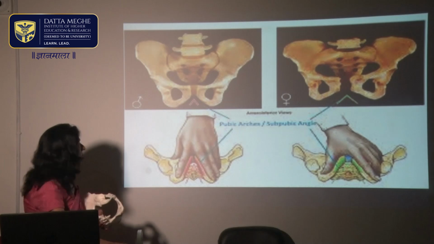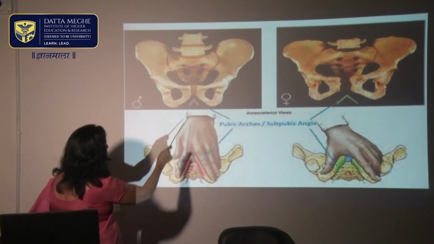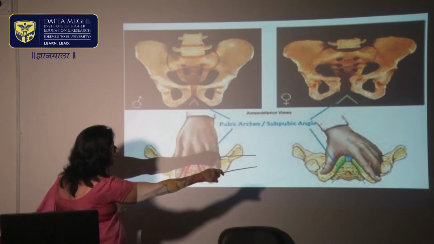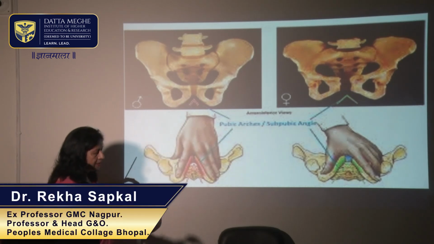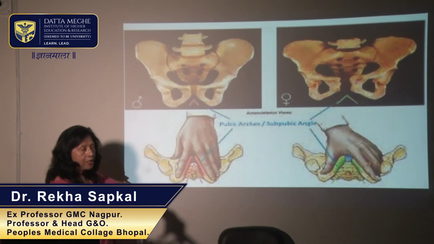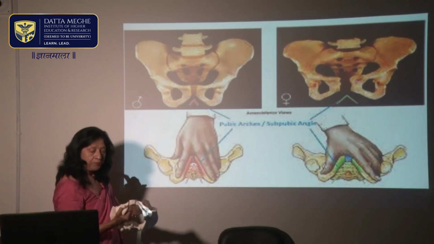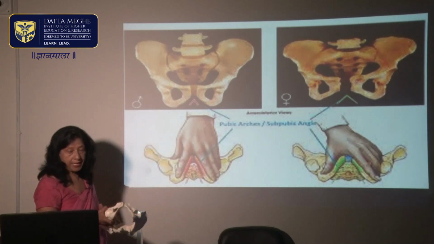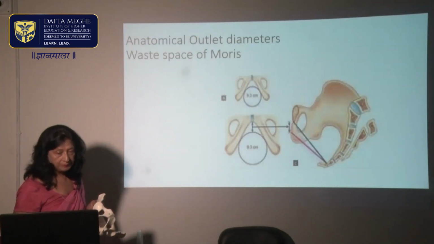So, this is how in a male patient the subpubic angle is obtuse, narrow, and in a female patient the subpubic angle is wide. So, here admitting just index finger and a middle finger. In the female, it is quite wide, admitting both abducted thumb and the index finger. Okay? So, that is subpubic angle is wide in female.